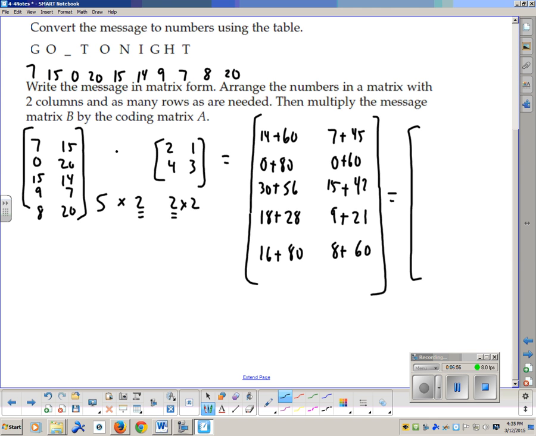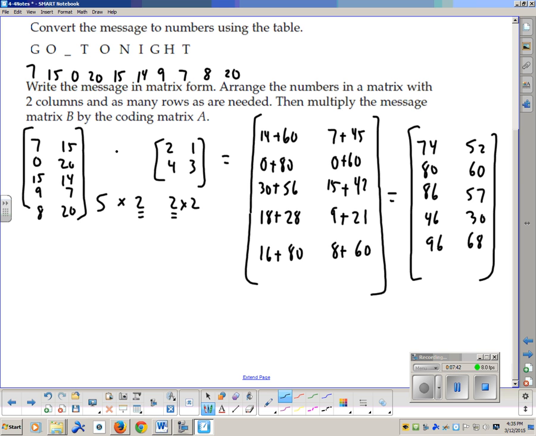So now if we add those together, we end up with 74. 7 plus 45 is 52. 0 plus 80 is 80. 0 plus 60 is 60. We've got 30 plus 56, which is 86. 15 plus 42 is 57. We got another row here now. 18 plus 28 gives us 46. And then 9 plus 21 is 30. And our last row, 16 plus 80 is 96. And 8 plus 60 is 68.